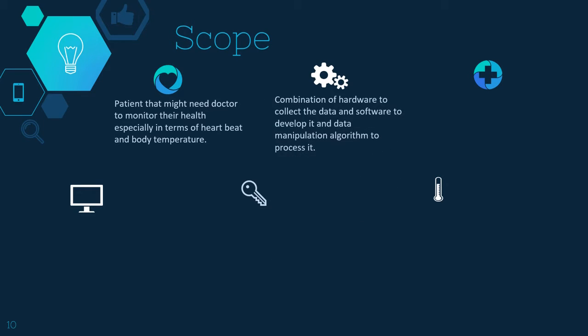Secondly is the combination of the hardware to collect the data and the software to develop it, and a data manipulation algorithm to process it. Okay, so we have a sensor, we have the hardware, and we have this web-based system data. All of these will be combined using the data manipulation algorithm to give the current health status of the patient.